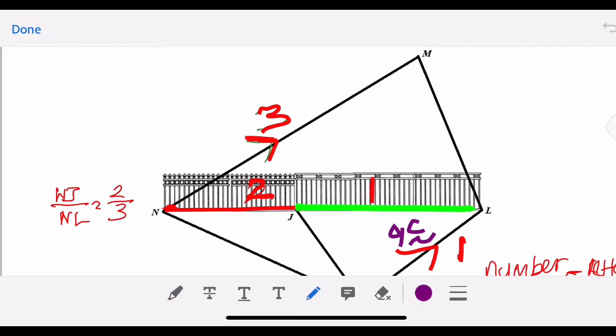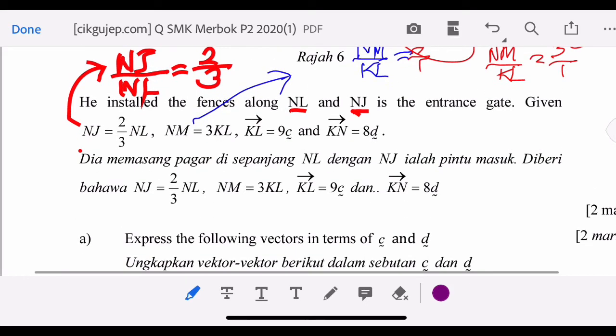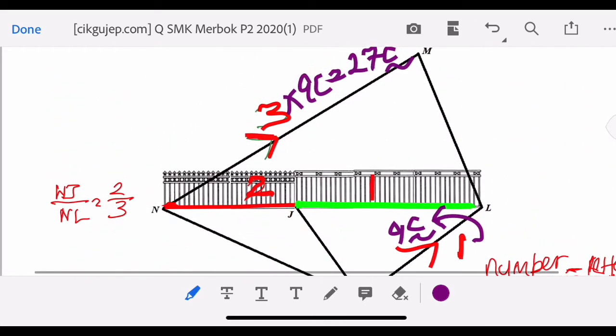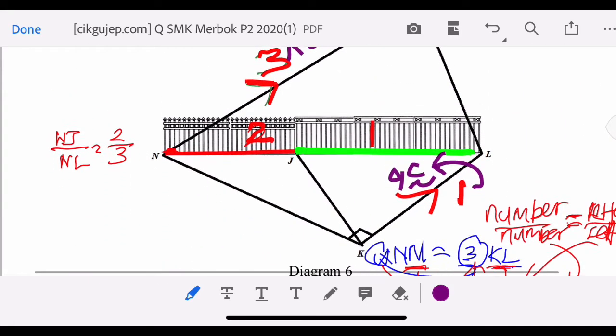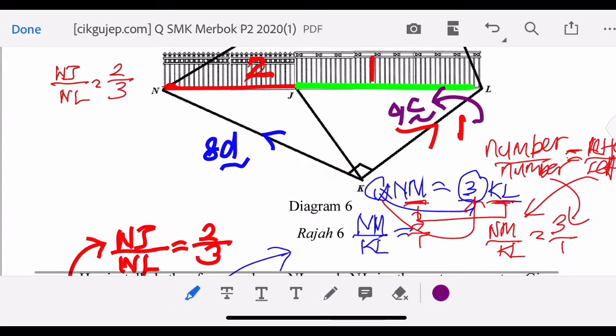Which is 27C. And the direction also must be following the KL, because the ratio tells you that they are heading to the same direction. Okay, they are parallel, right? Okay, it's 3 times, right? So if you can express in terms of how many times, that means the two vectors are parallel, alright?